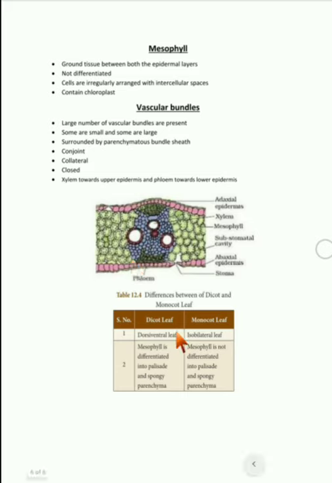So next we will see about the difference between dicot and monocot leaf. So as we have seen, dicot leaf is called dorsiventral, monocot leaf is called isobilateral. So mesophyll is differentiated into palisade and spongy parenchyma in dicot leaf, whereas in monocot leaf mesophyll is not differentiated.